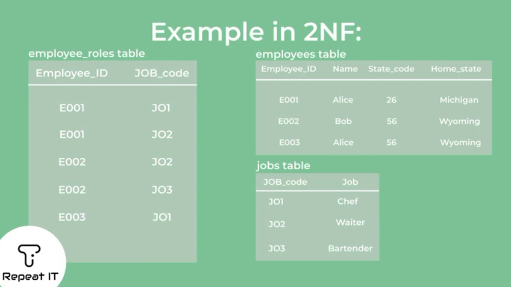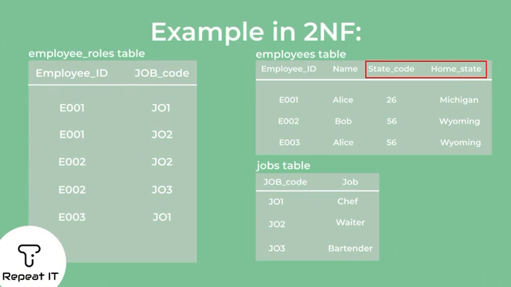Now, our database is in second normal form. And now you see that every table contains only a one column primary key. In the employee roles table, employee ID is a primary key, and it's signed with a red square. And job code in the employee roles table is a foreign key from the jobs table. And employee ID from the employees table is a foreign key too. And this foreign key is signed with an orange square. Now our database is in second normal form.